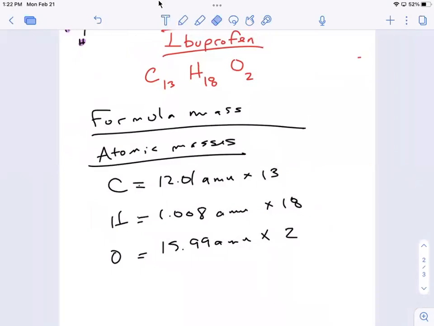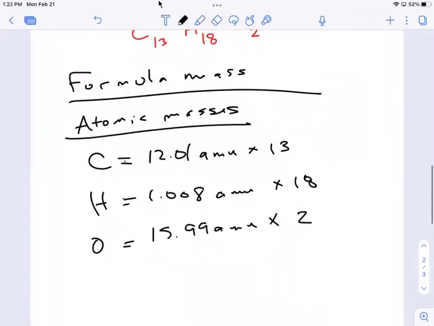All right, and this is the same. You'll do the same for any molecule, any compound, whether it's covalent or ionic. You're going to find out how many of each atom is present, and multiply that number by the atomic mass for that atom. And then after you do that, we'll sum all of it up, and that will be the formula weight. So it's the sum of all of these numbers. So 12 times 13, what do we got there? 156 point something. Anybody calculated that yet?